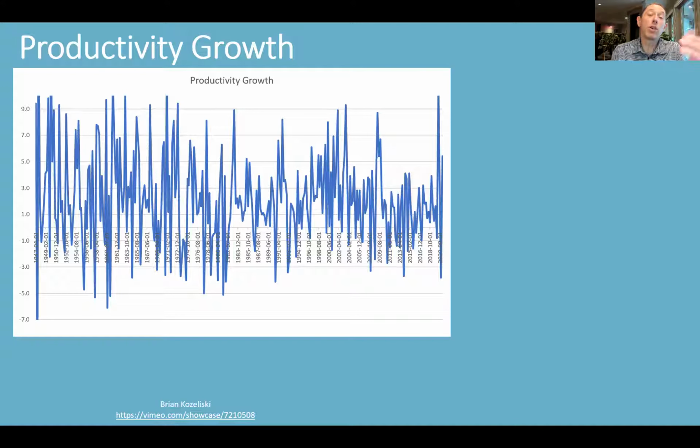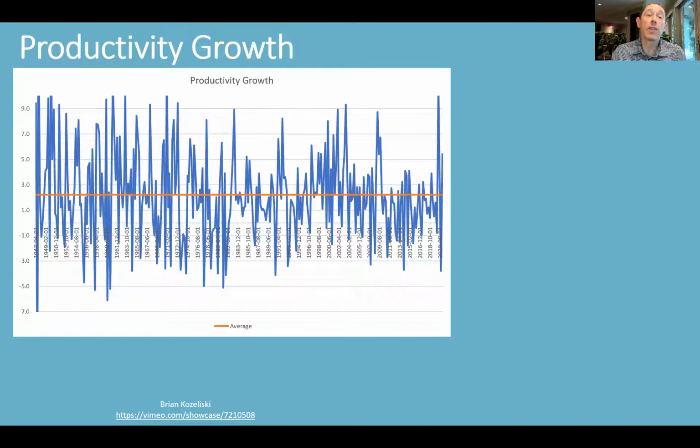Here's one measure of US productivity growth. It looks pretty noisy here. So what we're going to do is throw in an average line here. We can see that the average over this time period is 2.2% year over year productivity growth.